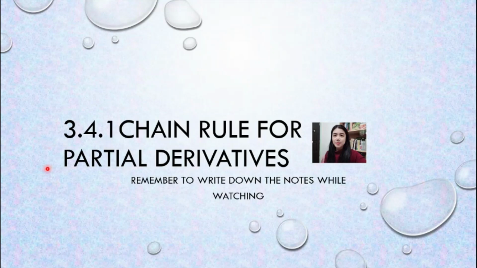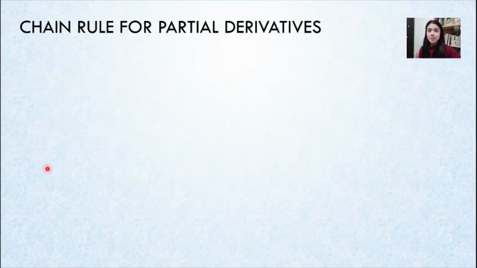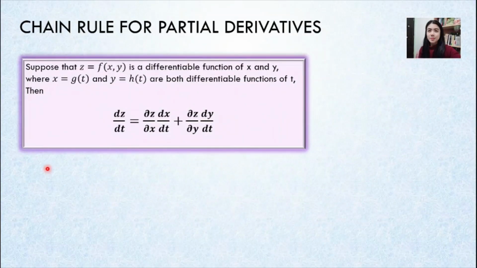This is topic 3.4.1, chain rule for partial derivative. So let's just look at some theorem. Suppose that z is a function of two variables, x and y, and x is a function of t, y is a function of t. Then the chain rule for dz dt will be this.